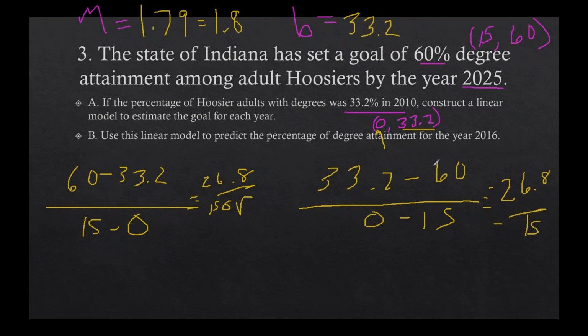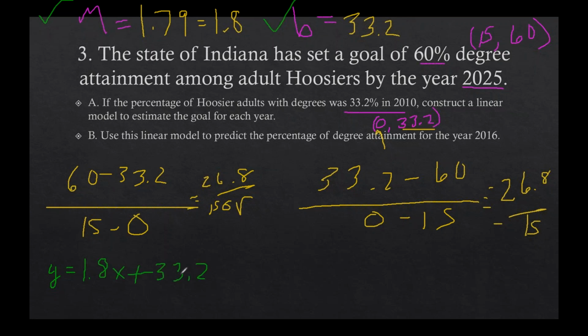What is our linear model that goes with this? So this is the process. You find your slope, you find your y-intercept, then you can write your model. What does your model look like? Y equals 1.8 or 1.79 x plus 33.2.